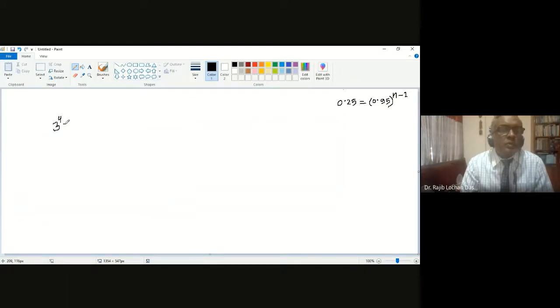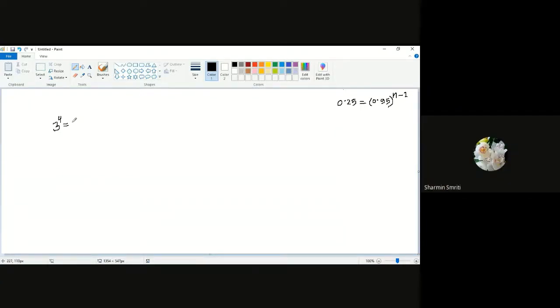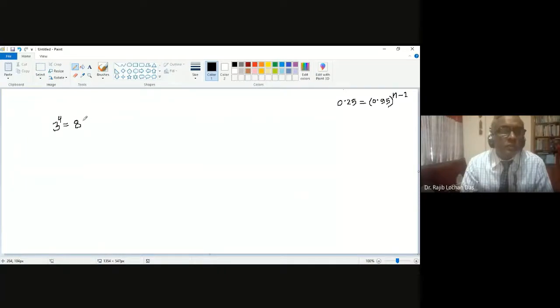What is 3 to the power 4? Sir, 81. So 3 to the power 4 is 81. This is correct information, right? This correct information you can write in a different way, and that is called the logarithm way. So you write log 81 to the base 3, equal to 4.